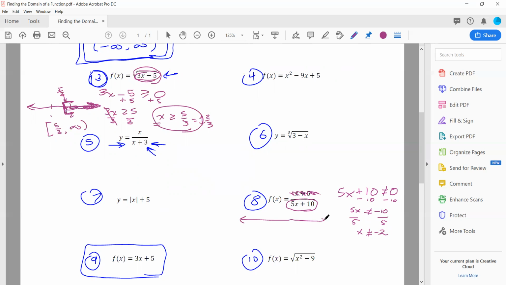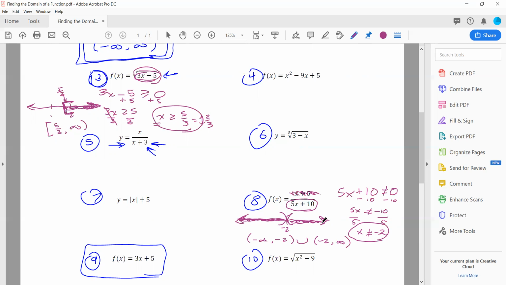Again, I do really well when I see things. I have to make my eyes behave. So if it cannot be negative 2, that means everything coming up to negative 2 is good, but parentheses don't include it. Kind of jump over it and then start at parentheses and head on out to infinity. So we have to write it in interval notation. So negative infinity up to negative 2 parentheses, unite it with negative 2 and head out to infinity and beyond. And we're done with that one.